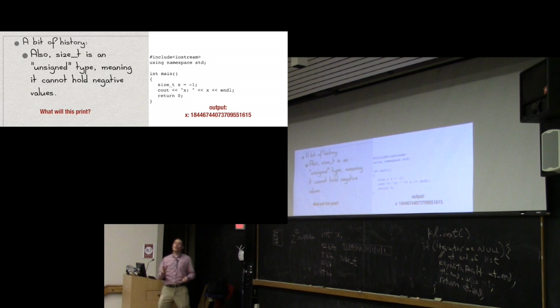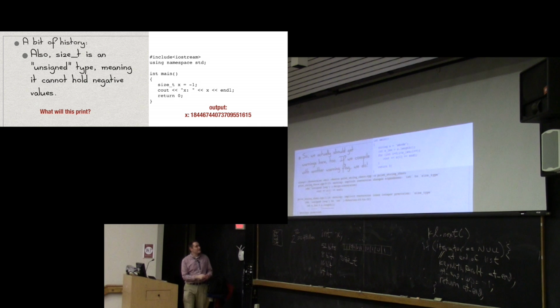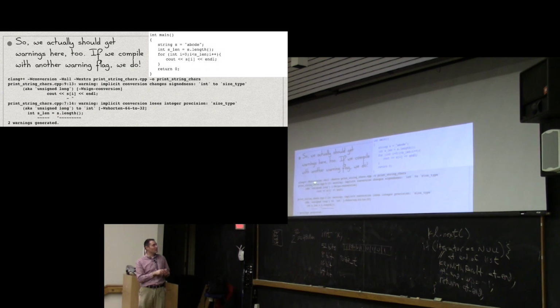Okay? So let's go back to Will's question for a second. Why don't we get warnings? I'm not sure why we don't get warnings for this. If you use -Wconversion, instead of just -Wall and -Wextra, it will give you a warning for both of these.